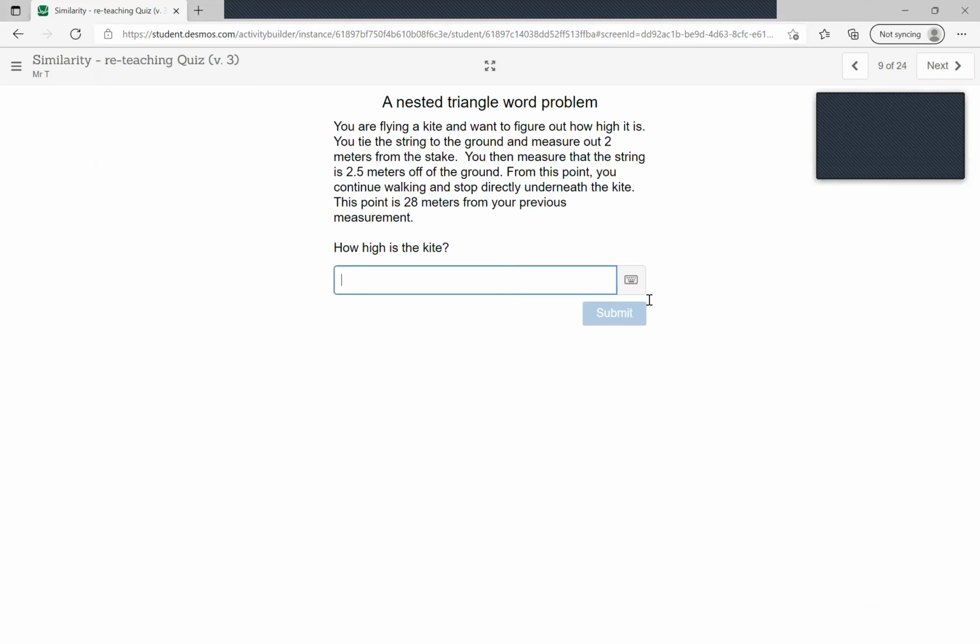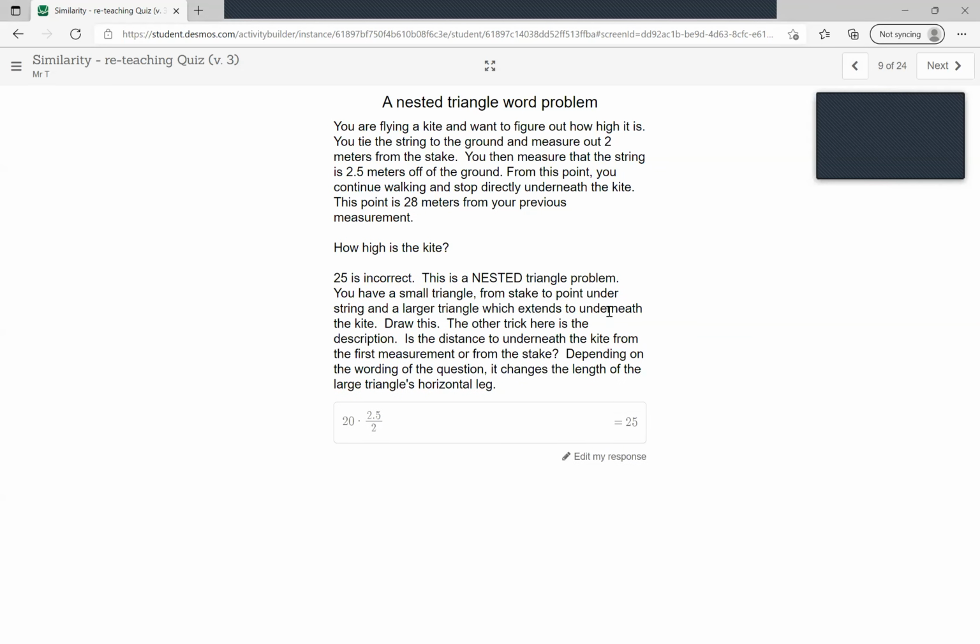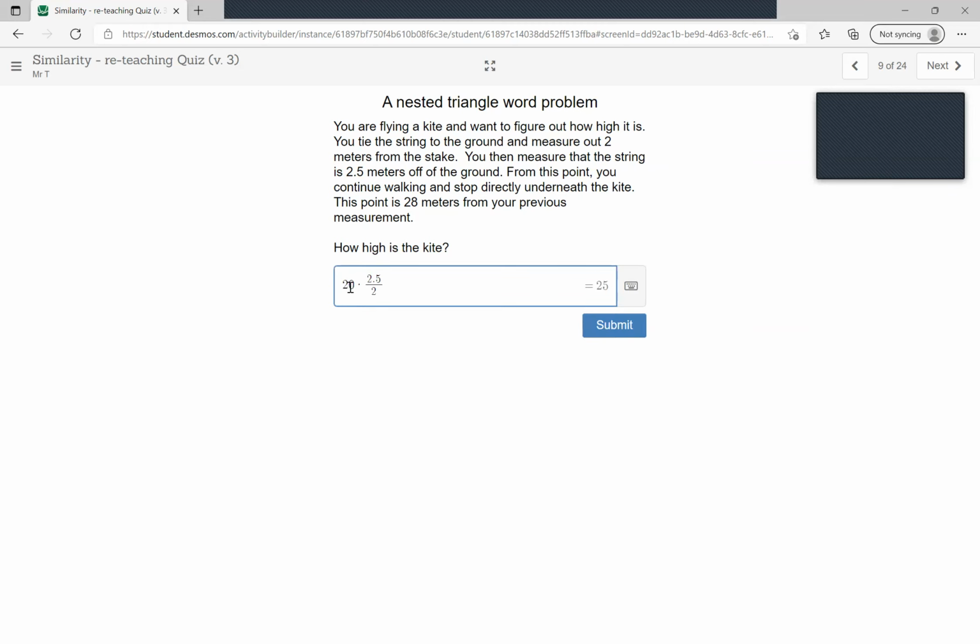2.5 over 2 equals x over 30. So my 30 and my 2.5 are going to get cross multiplied, and then I'm going to divide all that by my 2. Okay, so let's see if that works. 30 times 2.5 divided by 2. Keeping my fingers crossed. Incorrect. What did I do wrong? Oh, I wrote down the number wrong. It's 30.